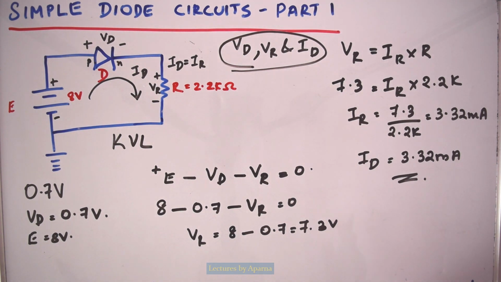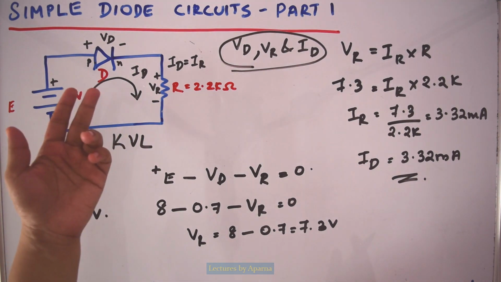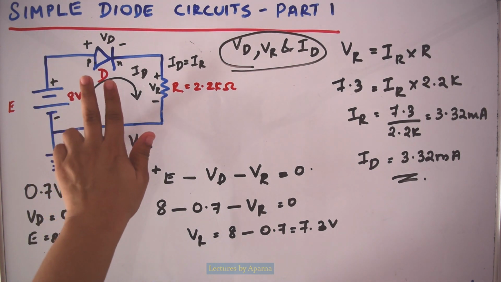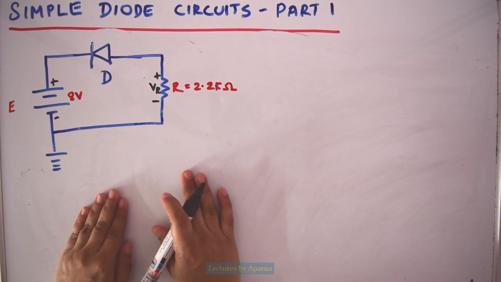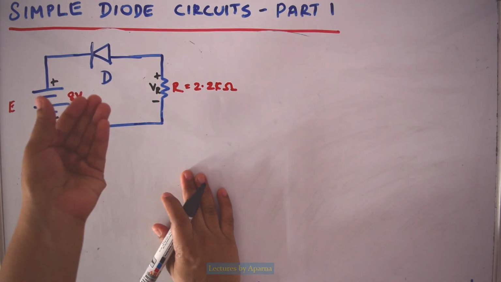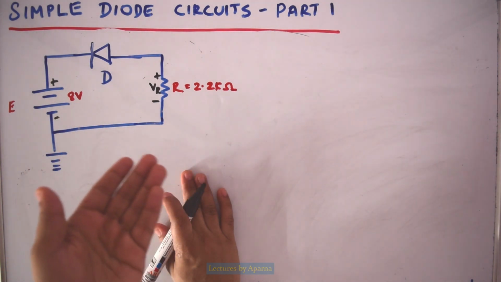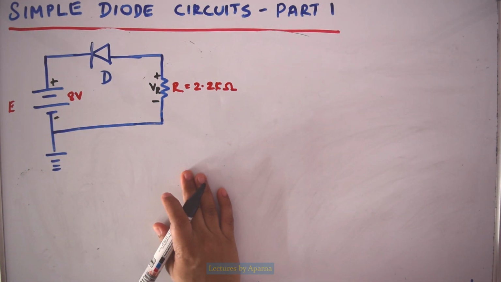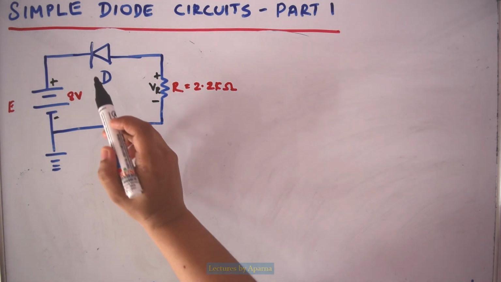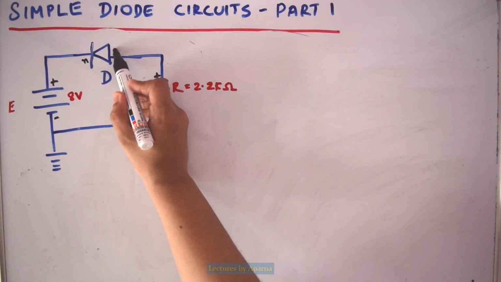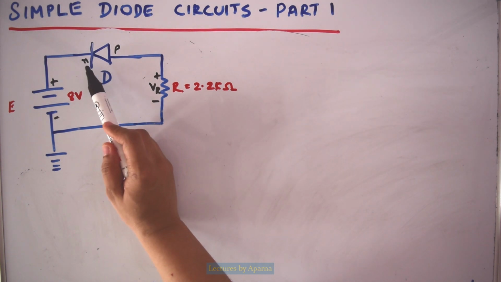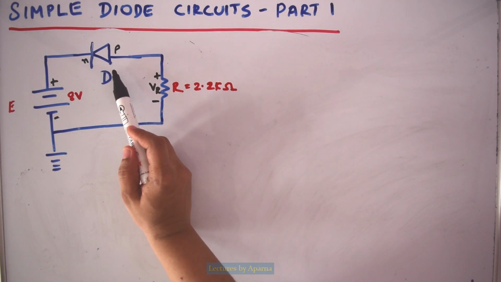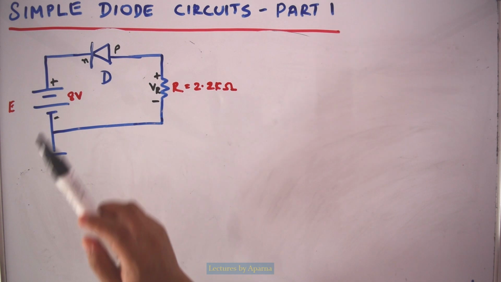Now let's see what will happen if the diode is put in opposite direction. Let's see a circuit like that. So this is a circuit where the diode is placed in the opposite direction of that of the previous circuit. So here this is the N-type region and this is the P-type region. The N-type region is at a higher potential compared to the P-type region. So the diode will be reverse biased.